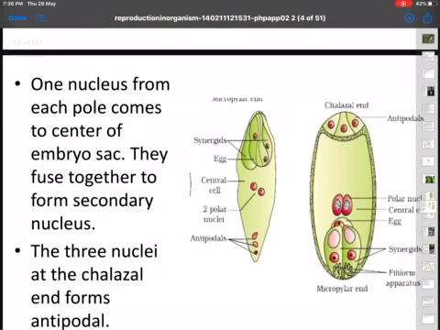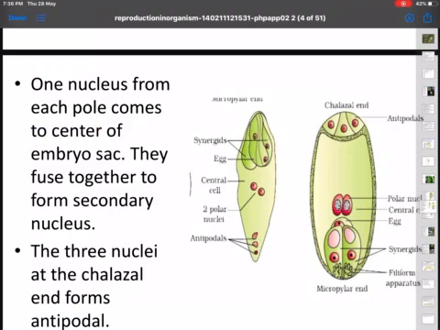One nucleus from each pole comes to the center of the embryo sac. So there is a movement of nuclei. They fuse together to form the secondary nucleus, as you are able to see in the center in this diagram. And the 3 nuclei at the chalazal end form antipodals. Look at the chalazal end. There are 3 cells, 1, 2, 3, and these 3 are called antipodals.